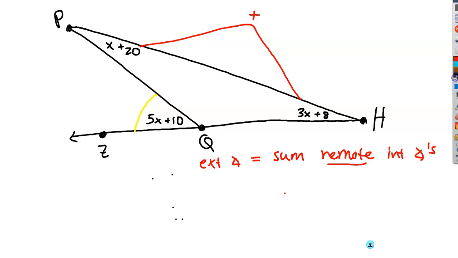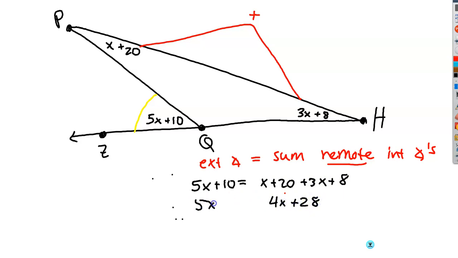So let's see. My exterior angle is 5x plus 10. My two remote, not next to, interiors of my triangle are x plus 20 and 3x plus 8. So I get 4x plus 28 equals 5x plus 10, and then I solve and I get x equals, looks like 18. Okay, so then I could plug stuff back in. My picture is not to scale, which is fine.